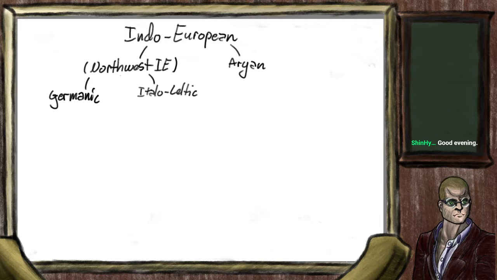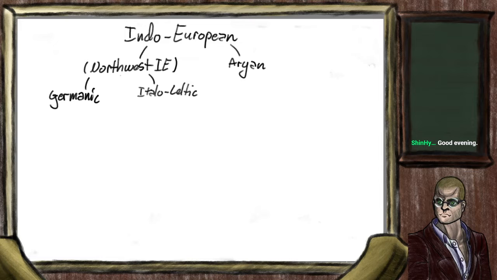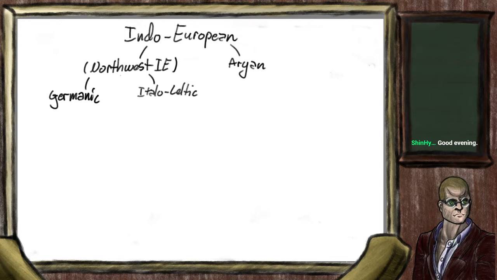Let's start with a little bit of trees and maps again. For most viewers, this will be familiar. Germanic is a kind of Indo-European. Other Indo-European languages include most of the languages of Europe and India. That's why they are called Indo-European.